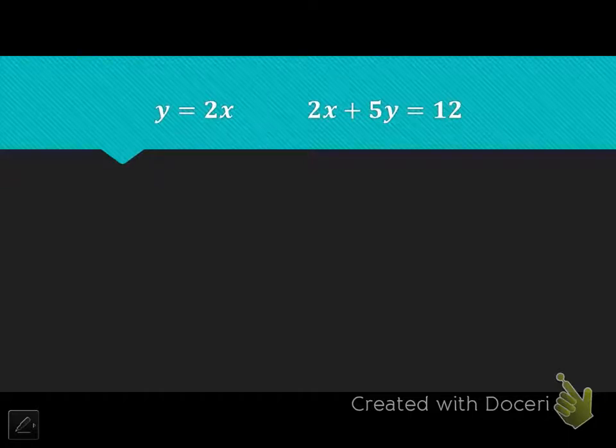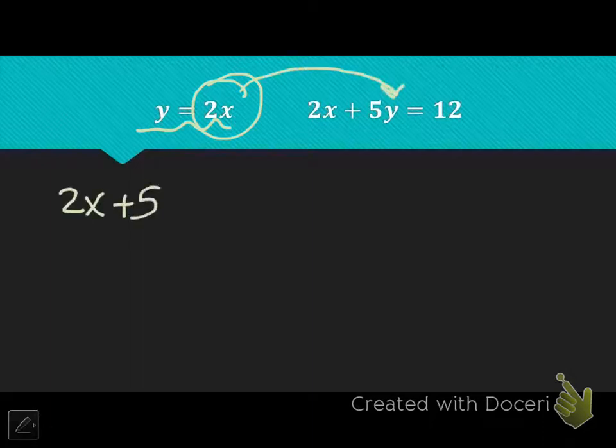Okay, y equals 2x and 2x plus 5y equals 12. First step, look to see if there's an x or y by itself on one side of the equation. We have a y by itself, so we can plug this in. Because y equals 2x, 2x means the same thing as y. So let's take that and plug it in for y, because they mean the exact same thing. So I just took it and replaced my y. Remember, always put it in parentheses.